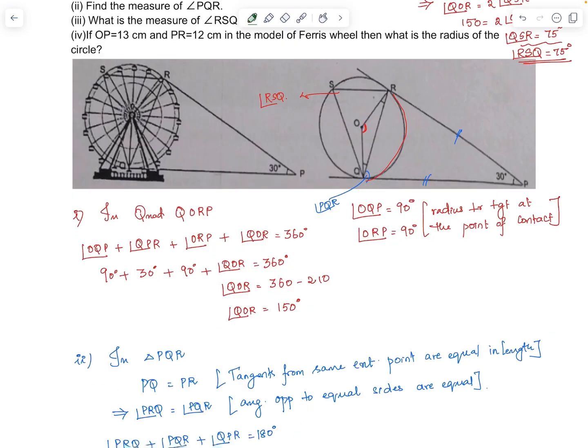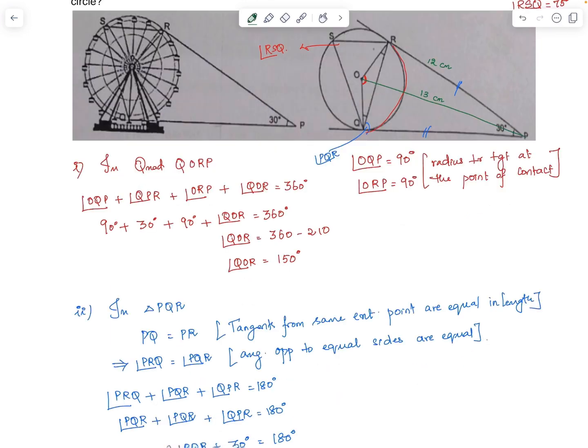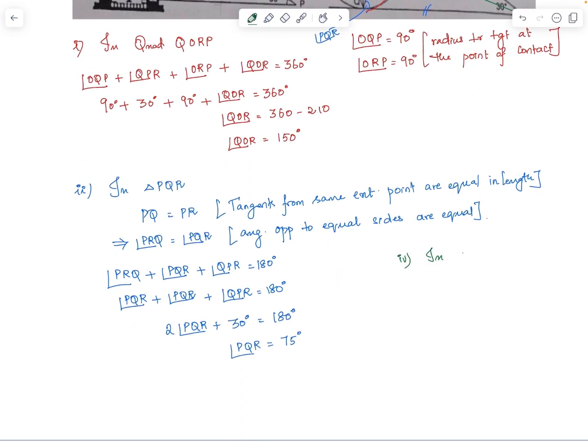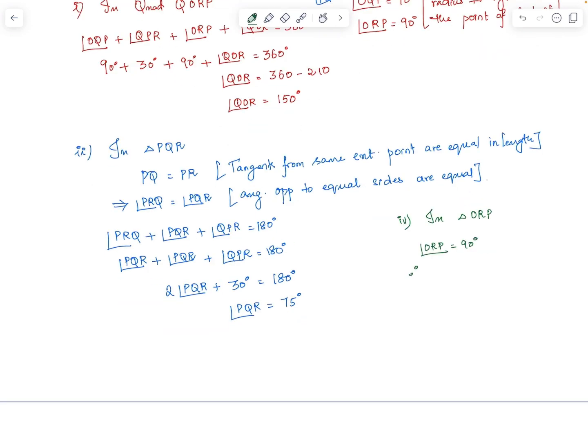Question 4. If OP is 13 centimeter, let's connect O and P. This is 13 centimeter and PR is 12 centimeter in the model of Ferris wheel, then what is the radius of the circle? For this, let's consider the triangle ORP. In triangle ORP, angle ORP is 90 degrees. Therefore, triangle ORP is a right angled triangle.